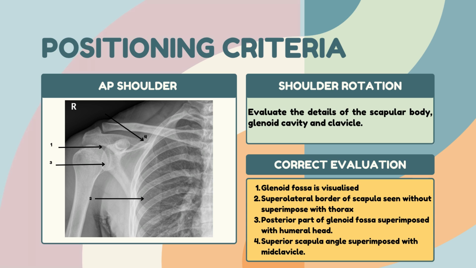Next we will identify the positioning criteria for A.P. shoulder rotation. This criteria is to evaluate the details of the scapular body, glenoid cavity and clavicle. The correct evaluation for no rotation of A.P. shoulder should visualize the glenoid fossa. The superolateral border of the scapula is seen without superimposition with the thorax, the posterior part of the glenoid fossa is superimposed with the humeral head and the superior scapular angle is superimposed with the midclavicle.